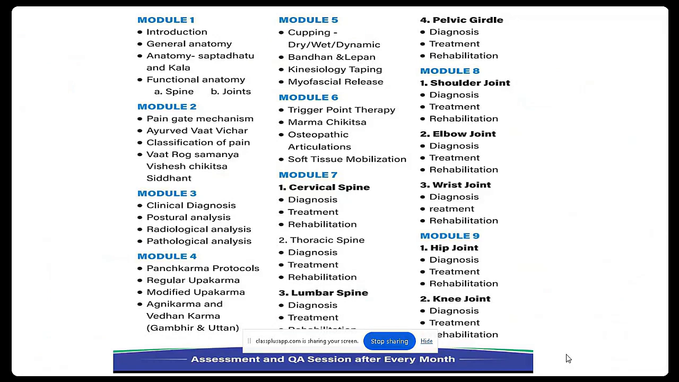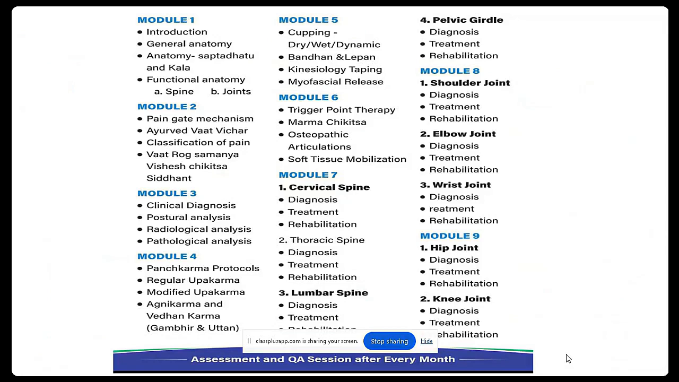For each module, each chapter, for example, the cervical spine has 3 lectures, 3 lectures for each type, then for the thoracic spine, then for the lumbar spine. And we have also covered the pelvic girdle because it is going to be a very important topic for the female participants. It is very important for post-delivery, post-labor patients, because pelvic floor exercises and pelvic floor dysfunction are one of the major causes in females for low back pain and spondylitic or arthritic conditions.